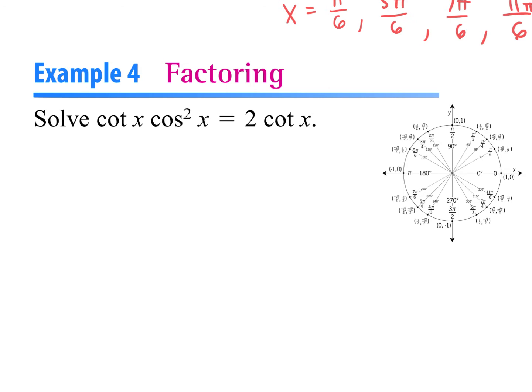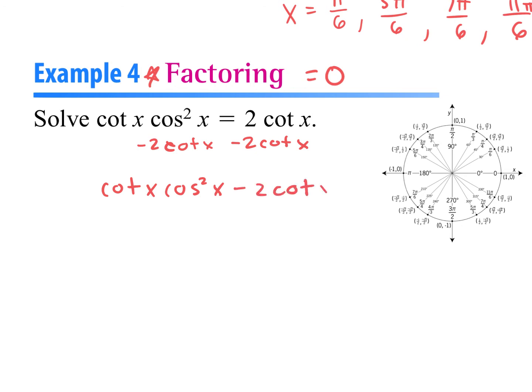Right, example 4 kind of gives us a hint that we're going to have to factor. So what should I do first? If I am factoring like just in algebra, what do I need in my equation to be able to factor? What does it have to be equal to? 0. If I'm factoring, it has to be equal to 0. So how do I get this to be equal to 0? Subtract 2 cotangent x. So I have cotangent times cosine squared minus 2 cotangent is equal to 0.